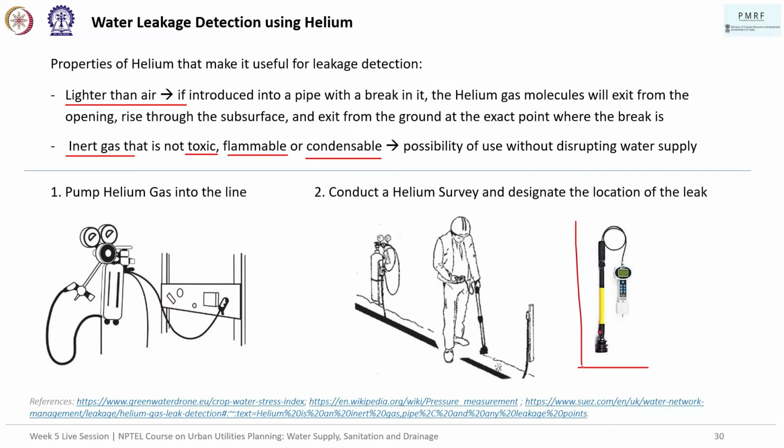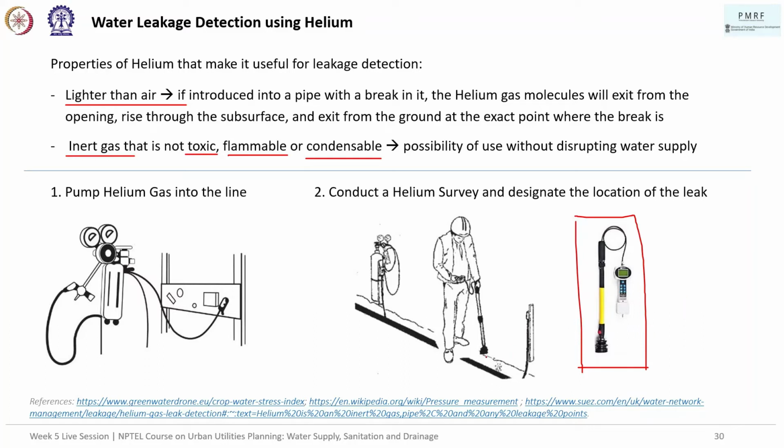This equipment will be used. It basically is usually a multi-gas detection equipment, or it could be specifically for helium as well. So then you walk through, usually within a day people can cover from 1 to 1.5 kilometers is what they claim, like a standard survey team. So then you walk at the area where the water supply network is located below the ground. So if it is buried under the ground, you basically walk over it.